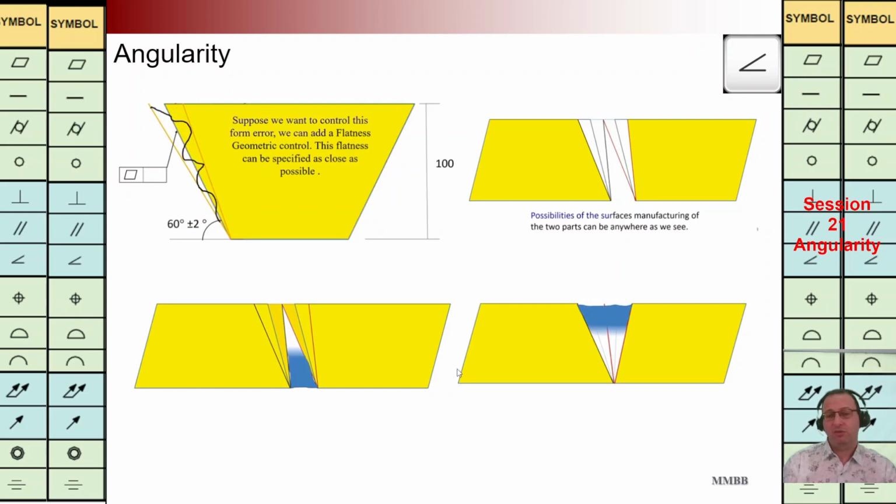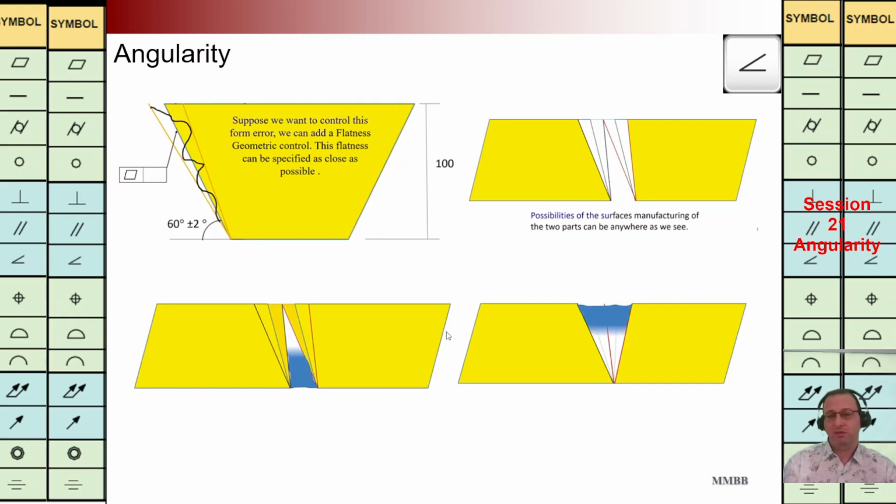And also, if we are going to rotate part 2, we can see at the bottom right hand side, we can see this one. If they see each other at the bottom, again we have the gap between these two.